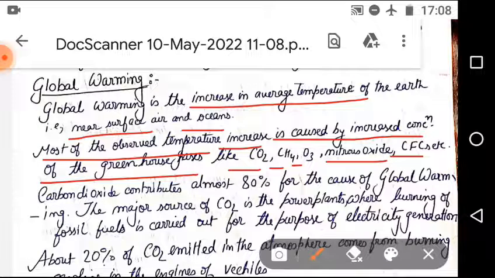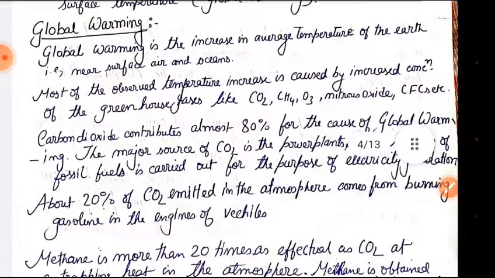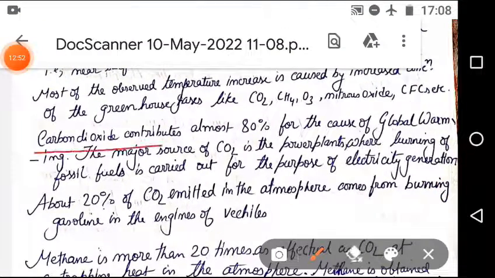Carbon dioxide. It is said that carbon dioxide contributes about 80% of the cause of global warming. The main cause of global warming is the contribution of the carbon dioxide greenhouse gas. It contributes about 80%. And the major source of carbon dioxide is the incomplete combustion of fossil fuels.